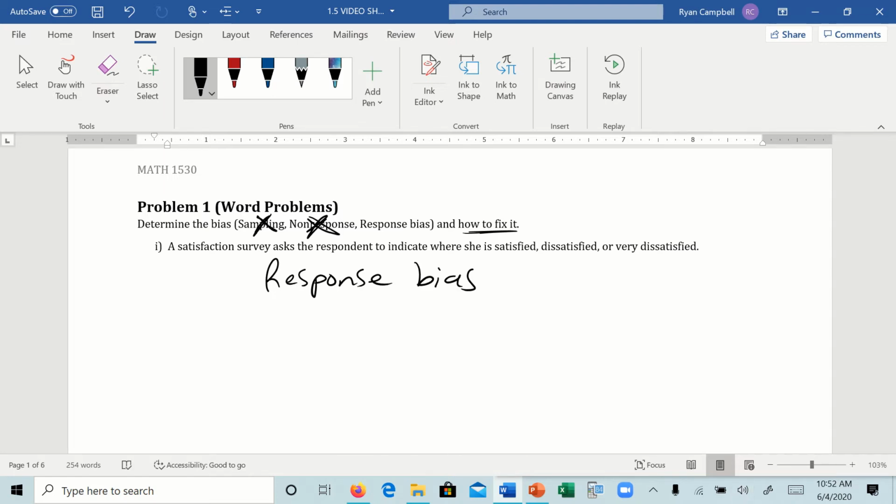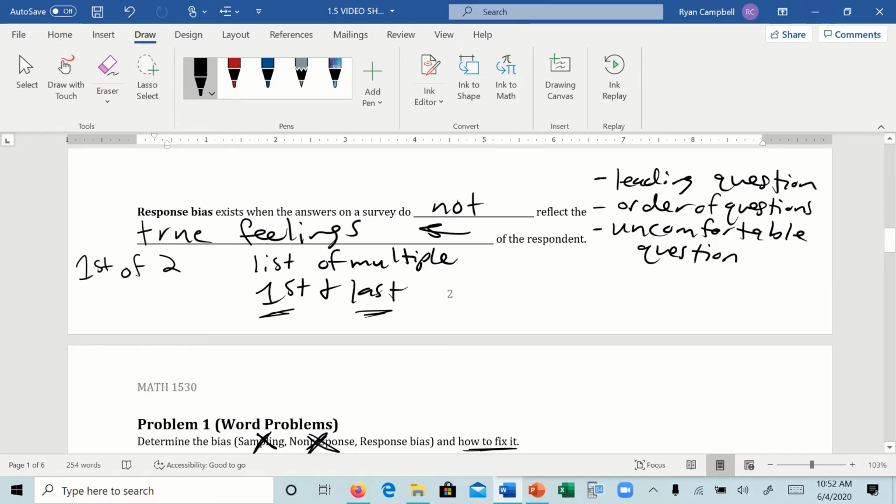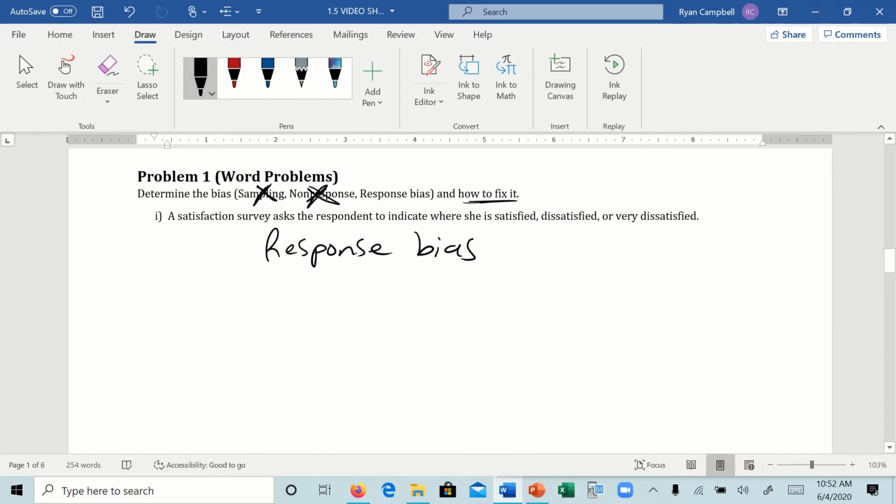And why might this be a response bias? So remember, response bias says that it does not reflect the true feelings of the respondent. So how might this not reflect the true feelings of the respondent? Well, if we notice, there's one positive case, satisfied, and there's two negative cases, dissatisfied or very dissatisfied. So because of the way the question was asked, there may be more outcomes where there's negative choices as opposed to positive choices. So a way to fix this, at the very least, if you have a very dissatisfied, you should include a very satisfied.